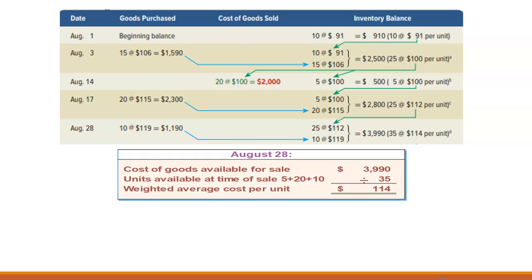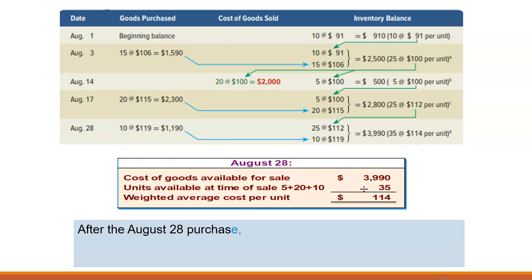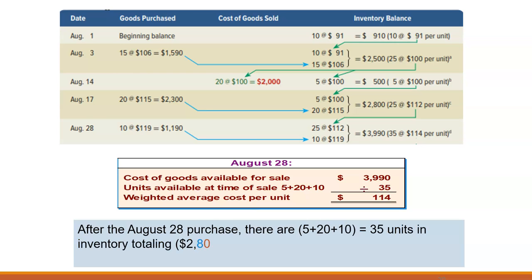Then we add on our August 28th sale. We add an additional 10 bikes on August 28th, taking us up to 35 bikes total. We redo our weighted average cost per unit and get a new average cost of $114 per unit. When we sell bikes on August 30th, they will be sold at that $114 per unit.